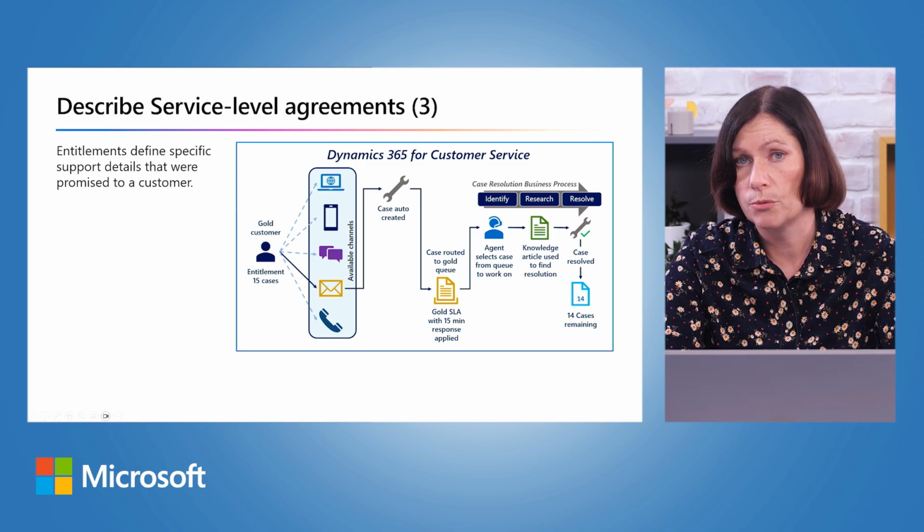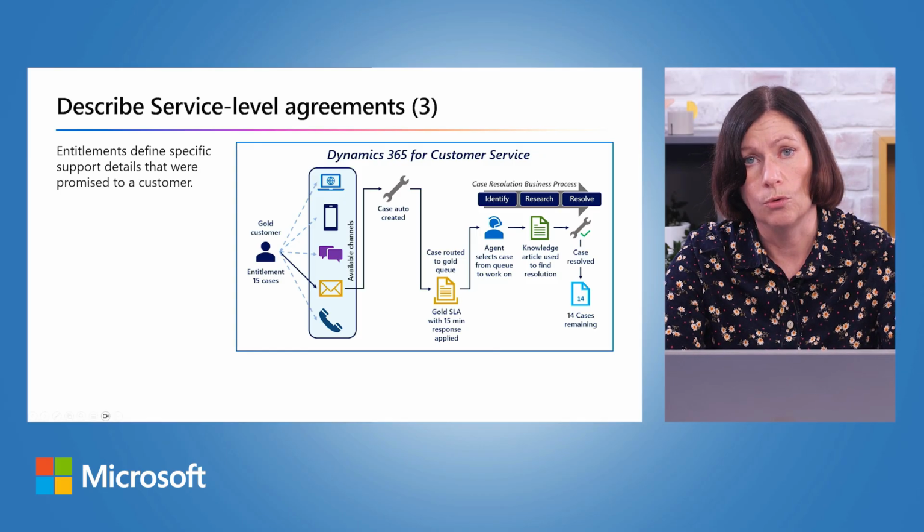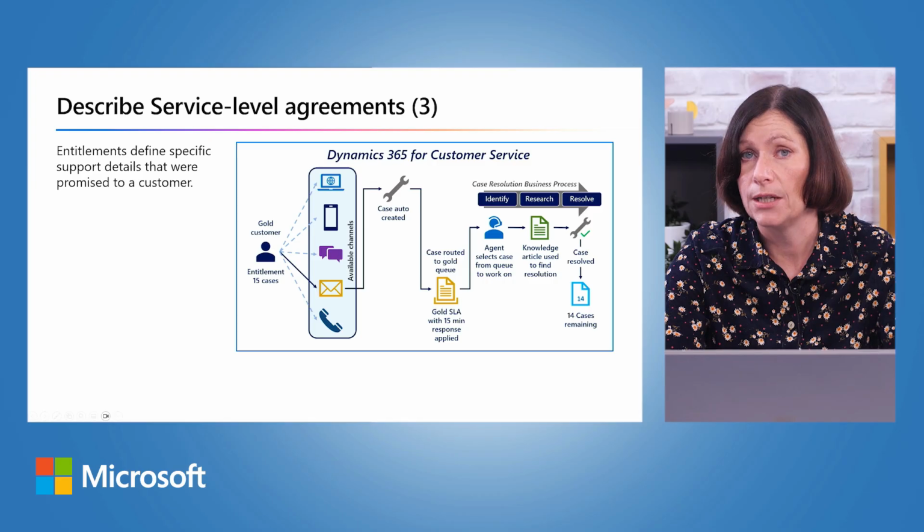Cases can be opened from multiple channels. Here, the customer sent an email. After the email is received, a record creation rule examines the email and a case is automatically created. After the case is created, a routing rule routes it to the gold queue. A service level agreement adds a first response by KPI that indicates the customer should be contacted within 15 minutes. An agent from the gold queue picks up the case to work on. A pre-configured case resolution process is applied to the case.